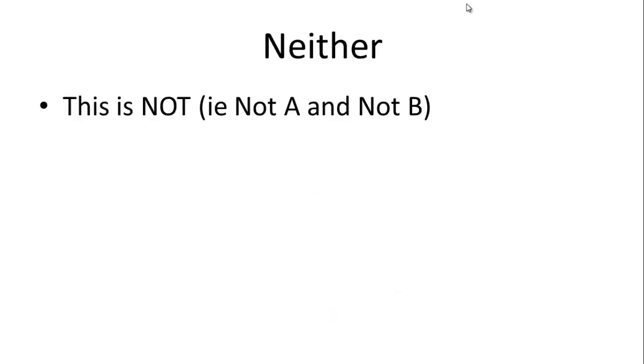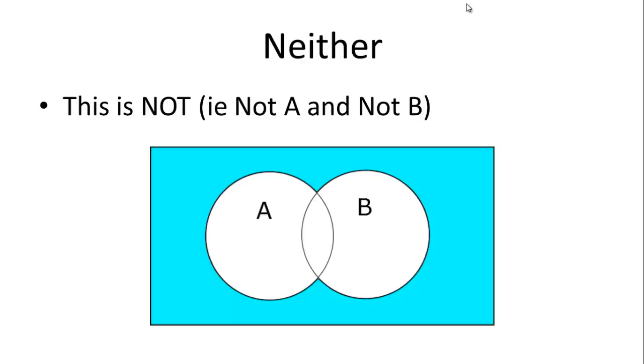Neither is just like it sounds. If we have two sets, A and B, it's everything that's outside of A and outside of B. So here it's represented by the light blue bit that's outside of A and outside of B.